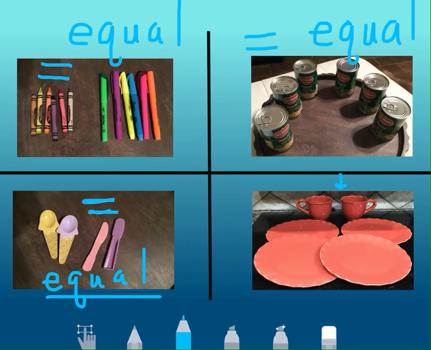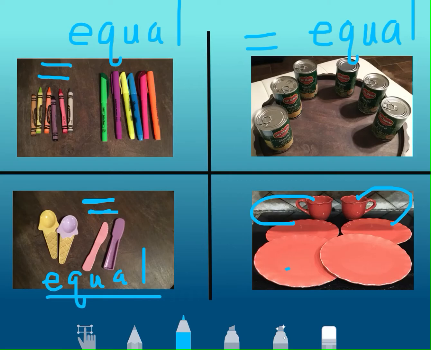Okay, if they're the same number, then they are equal. So we'll find out this way to see if they have partners. Okay, this plate goes with this cup. This plate goes with this cup.